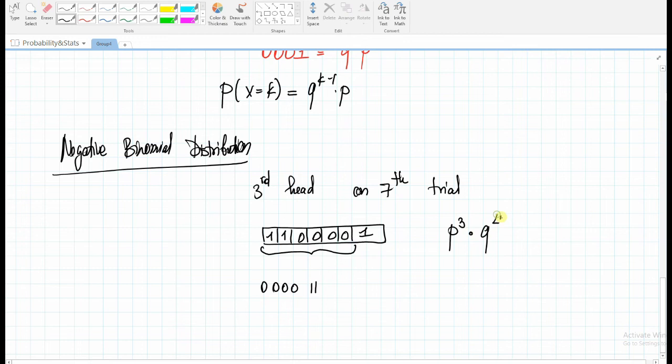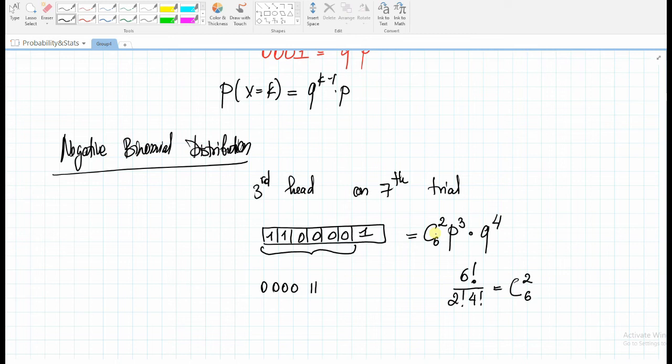Now I need to count how many different sequences I can generate to win this game. So I need to find the permutations of the 6 numbers. Do you remember the number of permutations of 6 items? It's just 6 factorial. But if some items are alike, then I need to divide: it is 2 factorial multiplied by 4 factorial. So this is the combination of 6 and 2. This is what I have to multiply here, C(6,2). Do you understand this? Each of the sequences will always have this same probability. I need to count the number of sequences and sum all of them, but since all of them have the same probability, it's better to just multiply by the number of sequences.